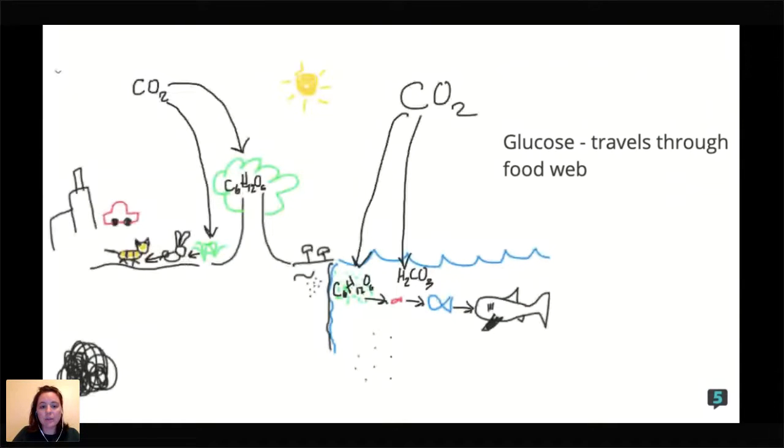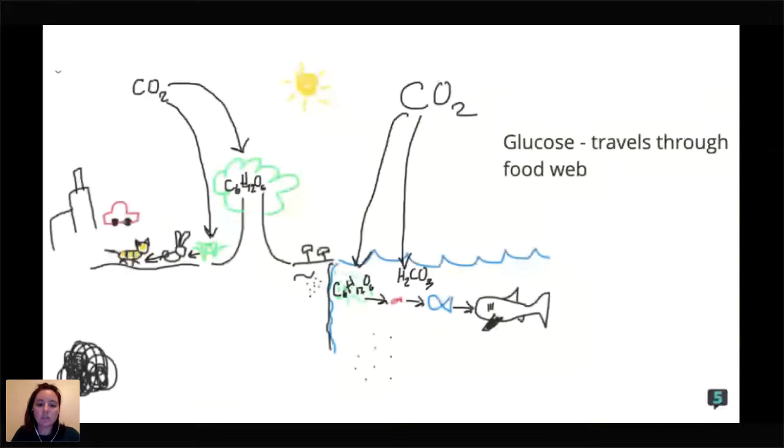And then glucose, after carbon has been photosynthesized and turned into glucose, it then goes through the food web. So we have our lovely herbivore here, a bunny rabbit, that eats the grass, and then our carnivore here that eats our little bunny rabbit. I'm sure you guys are seeing now why I do not teach art.